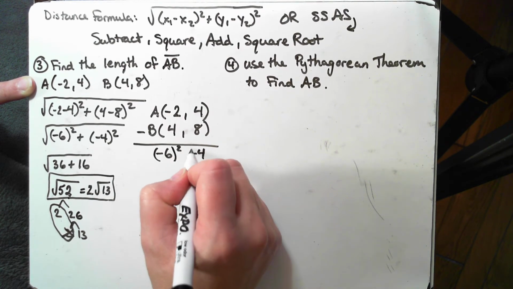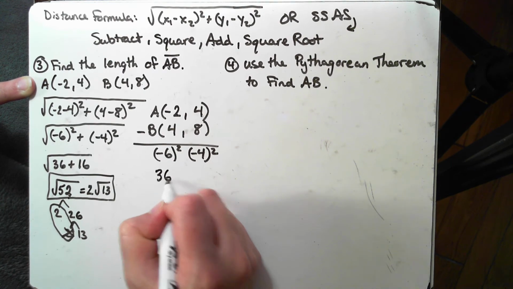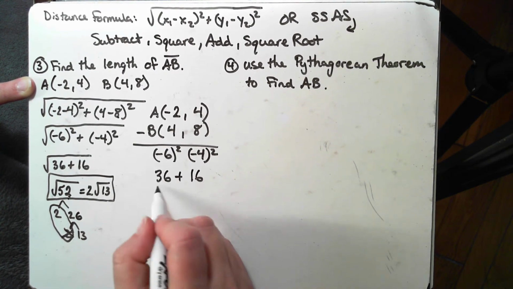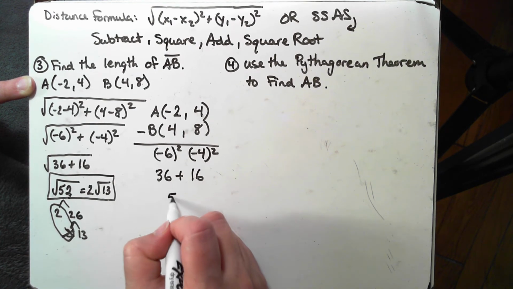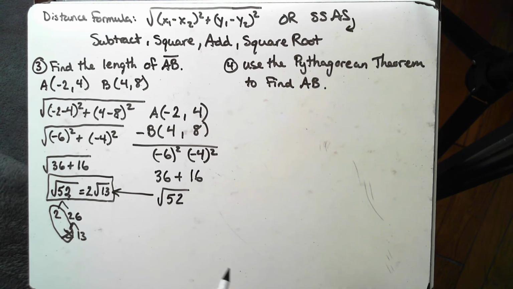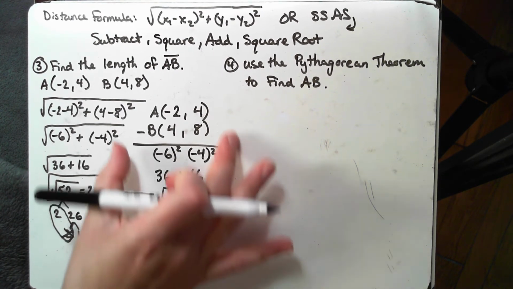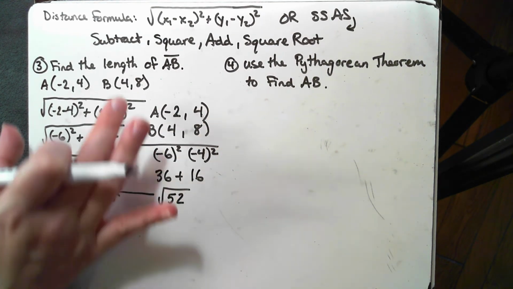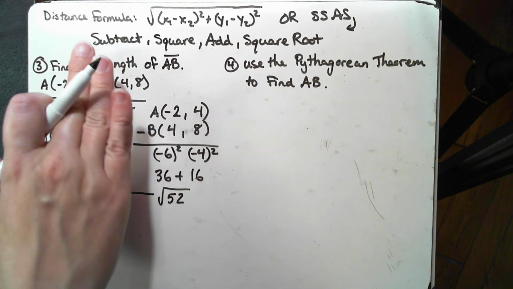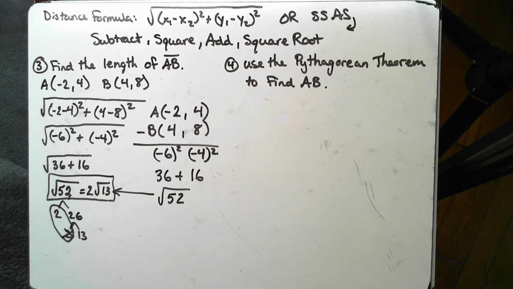Then I square this. Okay, -6 squared is 36. -4 squared is 16. Then I add them together. 36 plus 16 is 52. And it's the square root of 52, which we already know is 2 times the square root of 13. Okay, so I think this is a little easier to look at than this. I think it's easier just to remember the SSAS, subtract, square, add, square root, but it's completely up to you.